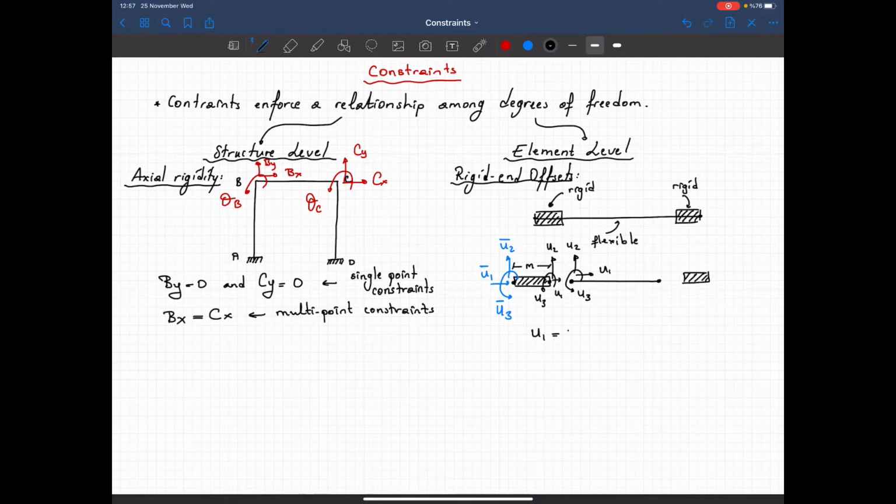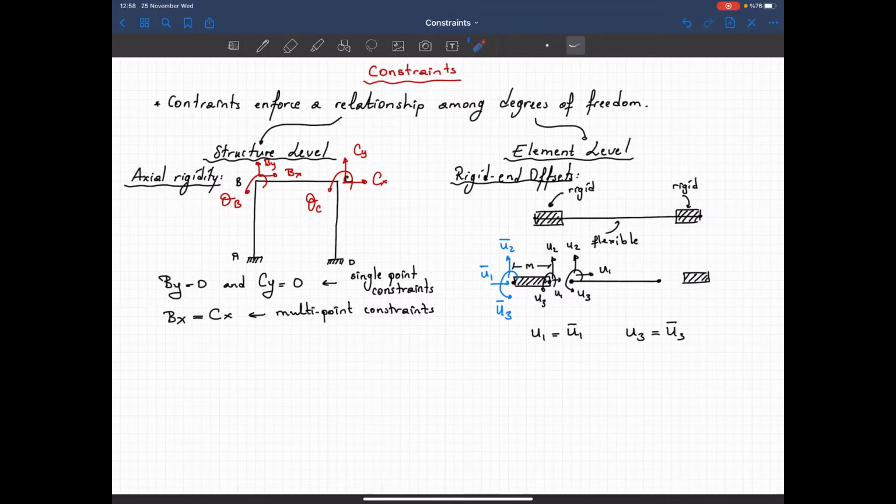Since that's a rigid member, we can write the following relationships. u1 must be equal to u1 hat, right? There is no deformation. Since this is rigid, even though there could be any axial load on this member, this part cannot deform, so this displacement must be equal to that one. Now, rotation, if I have a rotation that's equal to u3, this should remain straight, no deformation. So this rotation at the end of that rigid member should be equal to this one. So the other relationship is u3 is equal to u3 hat.